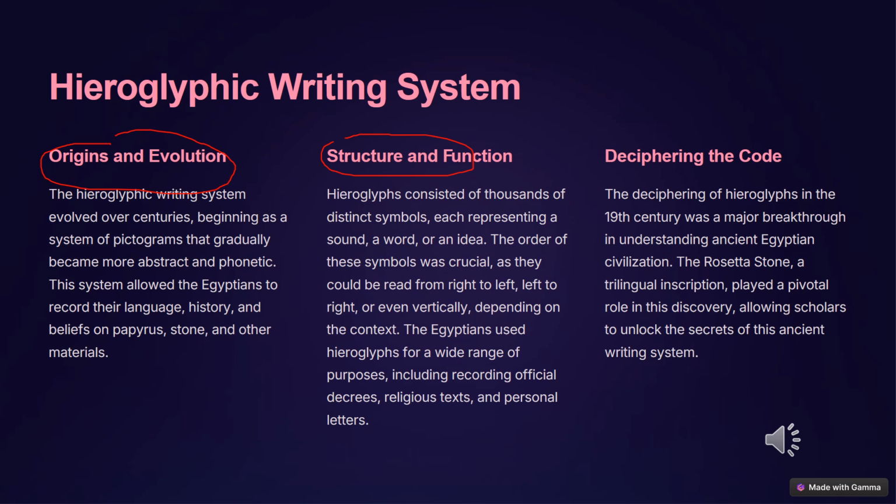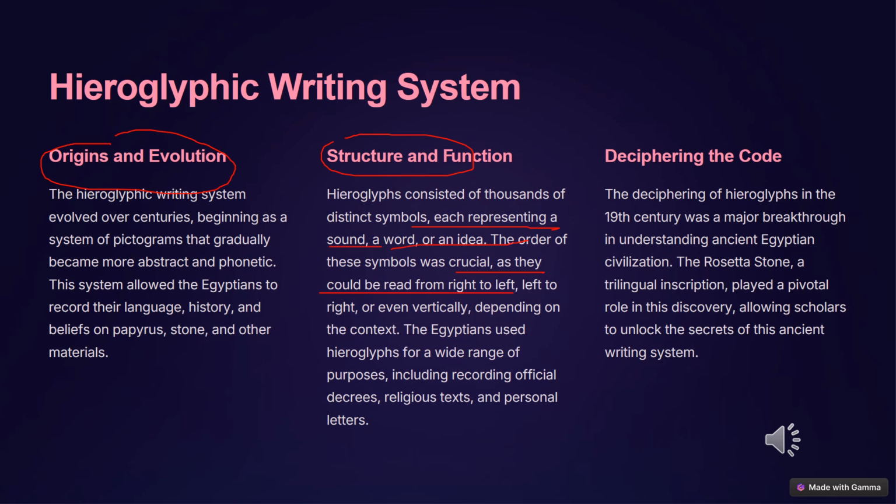Egyptians used hieroglyphs for a wide range of purposes, including official decrees, religious texts, and personal letters. So kindly take note of the order of these symbols and the way they can be read, and that each symbol in the system represents either a sound, a word, or an idea.